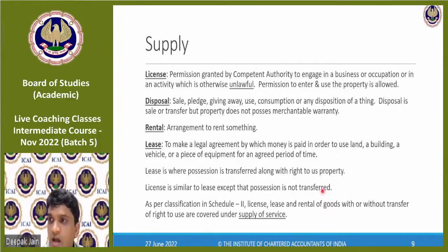Like in a license, I have the right and I don't give it completely. Possession is not transferred. Only the use or other benefits are transferred. That's an example of license. That's the difference between license and lease.